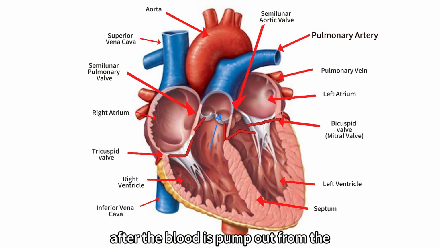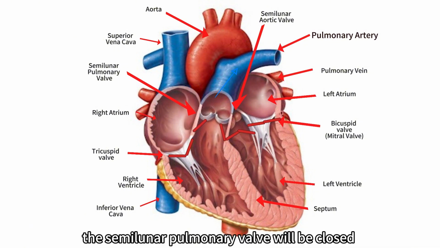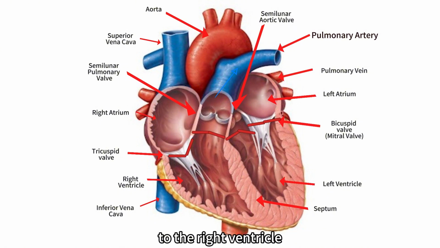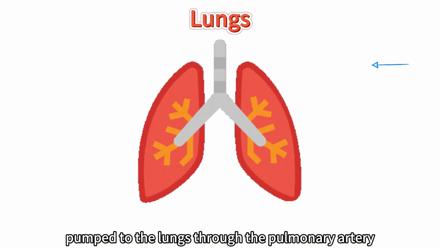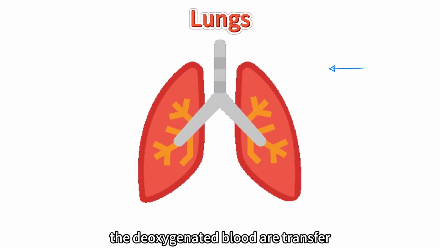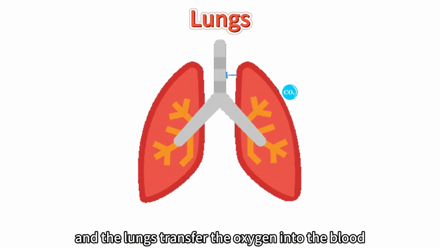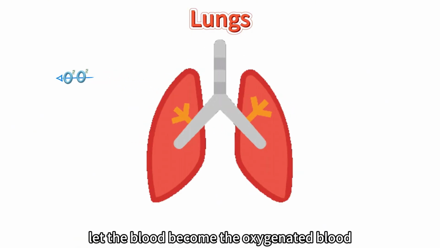After the blood is pumped out from the right ventricle to the pulmonary artery, the semilunar pulmonary valve will be closed. This is to prevent the backflow of the blood to the right ventricle. The deoxygenated blood will be pumped to the lungs through the pulmonary artery. The deoxygenated blood will transfer the carbon dioxide gas into the lungs, and the lungs transfer the oxygen into the blood. This lets the blood become oxygenated blood.